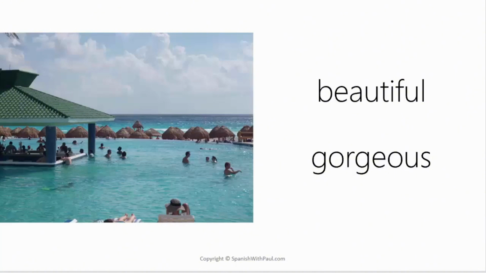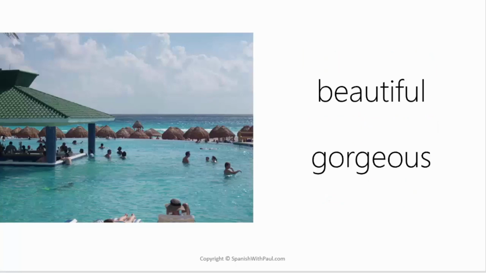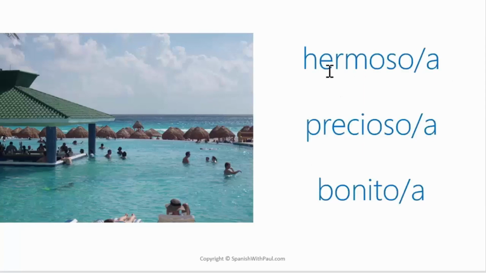Two other words that spring to mind when looking at this image are beautiful and gorgeous. And again, we have a number of options in Spanish for this. You can say hermoso or hermosa, precioso, preciosa, bonito, bonita. Any of those three will work for both beautiful or gorgeous. So as a default, we're going to stick with this one, hermoso, hermosa. That's very, very commonly heard from native speakers. So beautiful or gorgeous is going to be hermoso or hermosa.